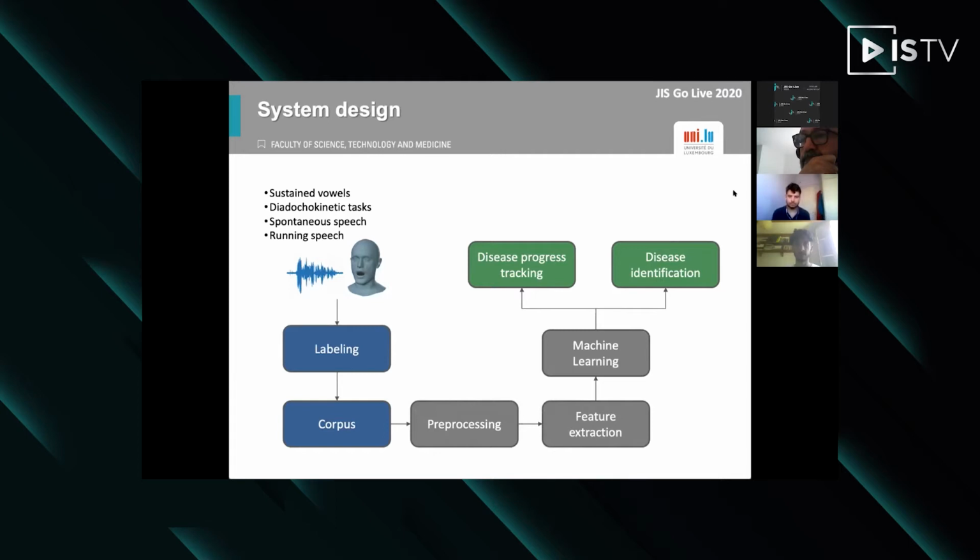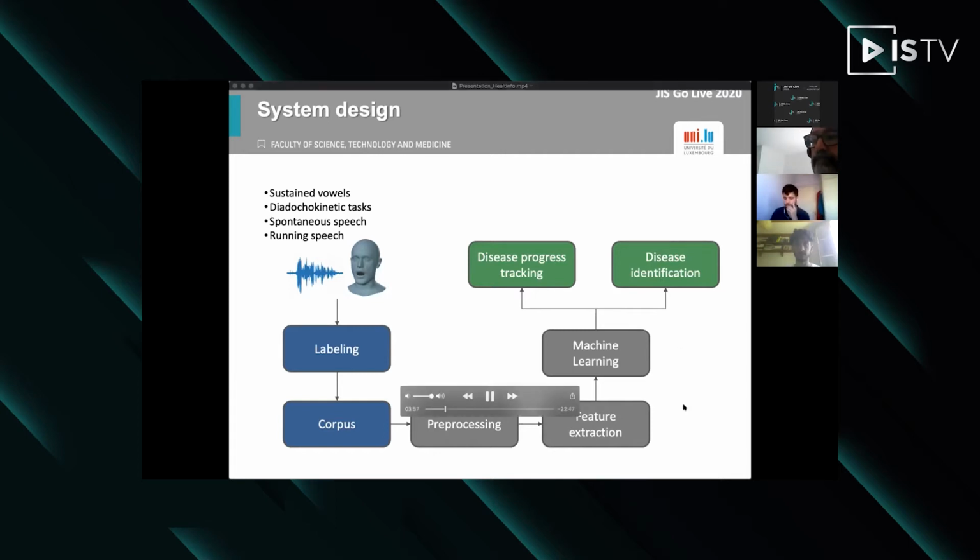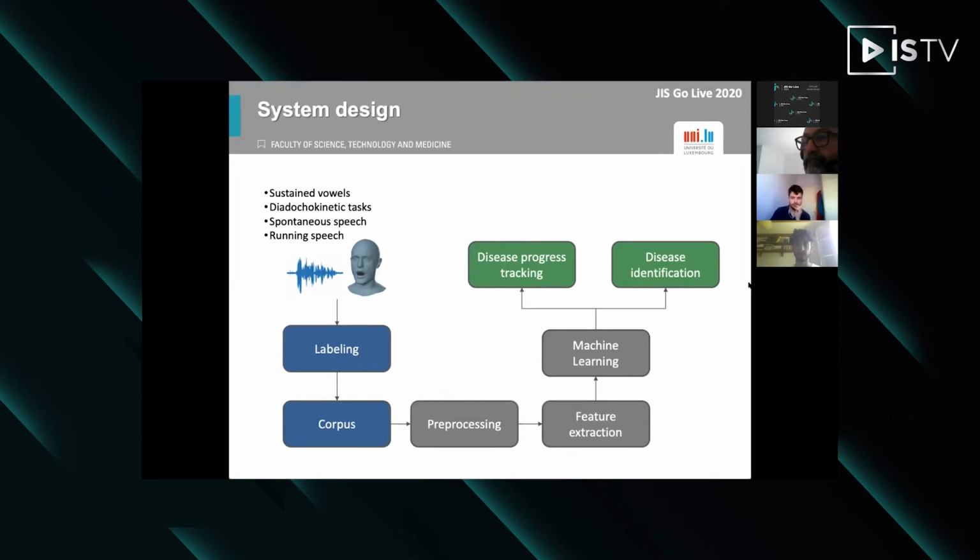And in case we want to track disease progress, we need to use a scale that estimates the current stage of disease. After the corpus is labeled, speech needs to be preprocessed, and this involves steps such as noise suppression or voice activity detection. And then afterwards, various dysphonia features are extracted from the speech signal and further fed into machine learning models that are used for prediction for one of these two tasks.